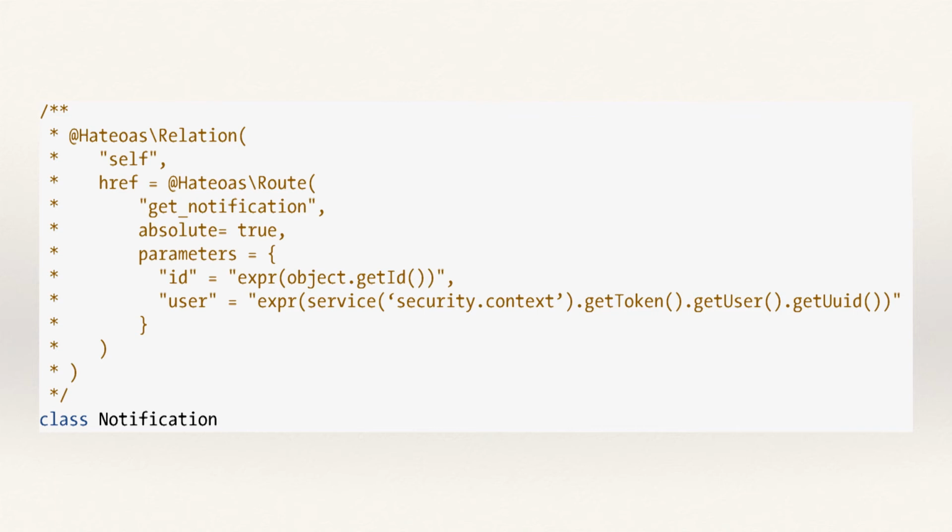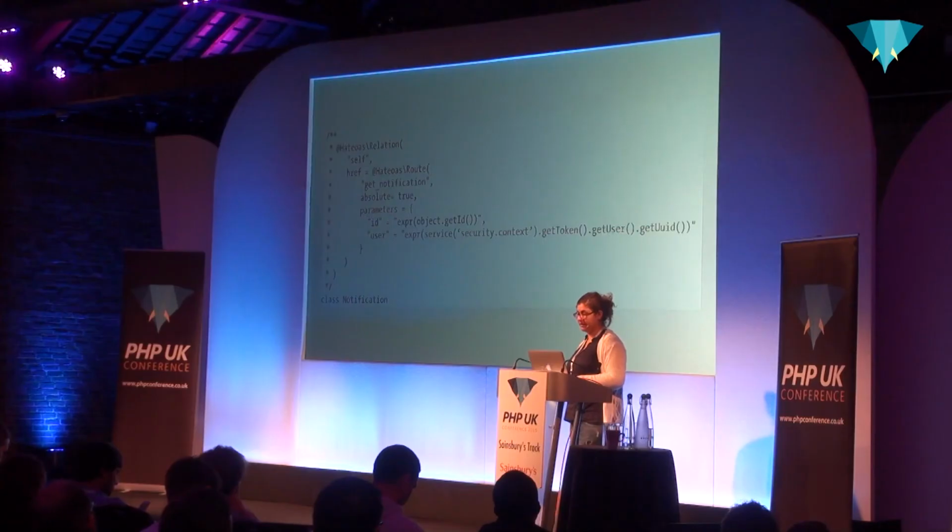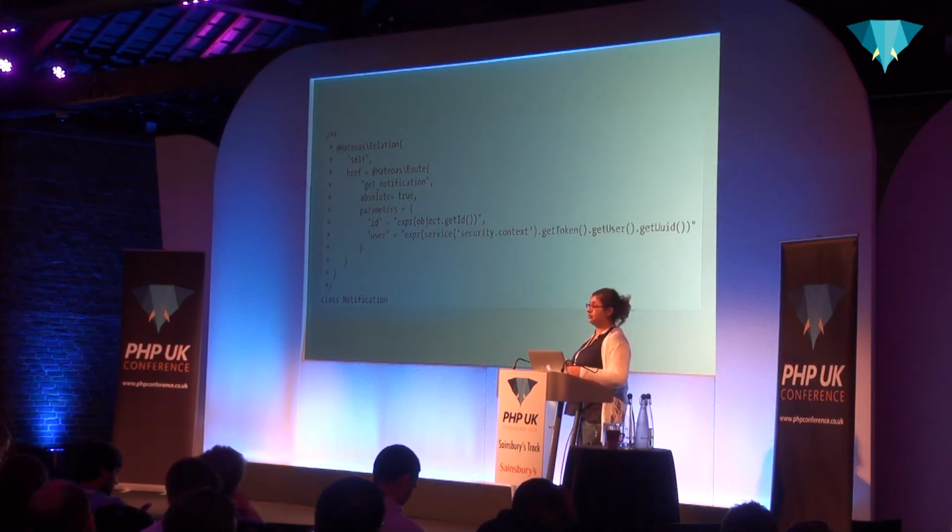And if I have parameters, I put 2 examples to show you that it's very powerful. Here, my first parameter is ID, so I use the special word exp, and on my current object, I call the method getID, and I also have the user UUID, and here I could call any service. Here it's the security.context. I call the method getToken, getUser, and getUID as I get my user from my security context. So think about the fact that here you could call any services you want. So keep that in mind.